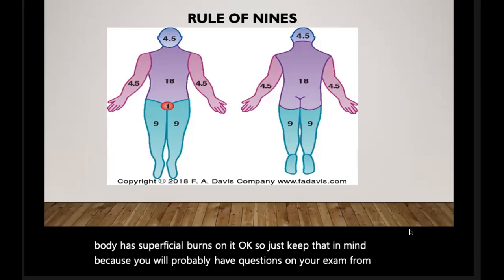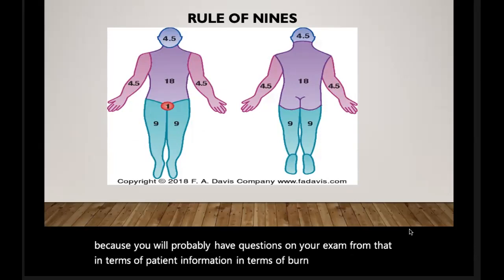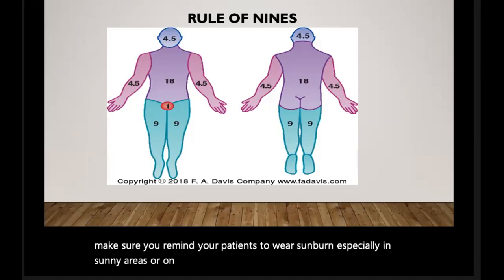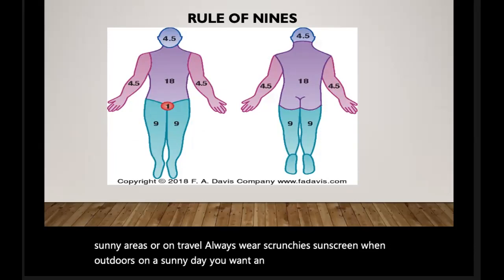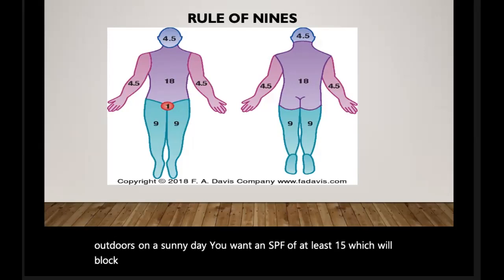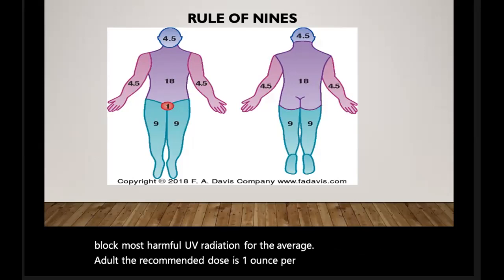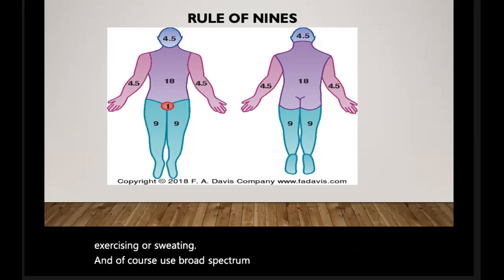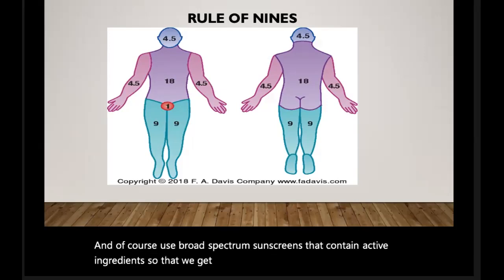In terms of patient information, in terms of burn prevention, always make sure you remind your patients to wear sunscreen, especially in sunny areas or on travel. Always wear sunscreen when outdoors on a sunny day. You want an SPF of at least 15, which will block most harmful UV radiation. For the average adult, the recommended dose is 1 ounce per application. So you want to reapply every 2 hours after being in the water or after exercising or sweating. And of course, use broad spectrum sunscreens that contain active ingredients so that we get at least 85% of our UVA and UVB rays covered.